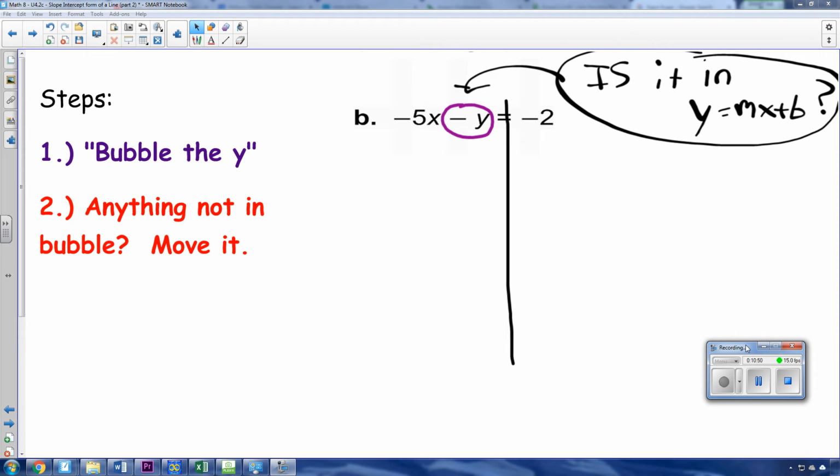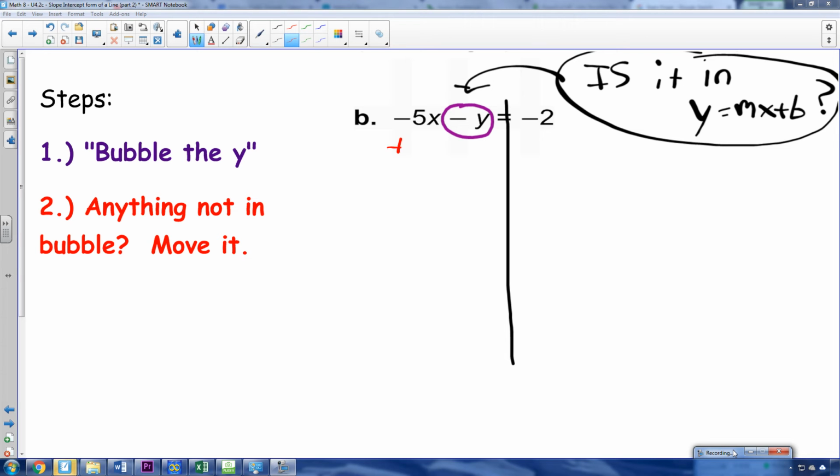This is not in the bubble. I'm going to add 5x, and add 5x. Gone, because it cancels out to 0. I'm going to rewrite my equation, which is negative y is equal to 5x in front, because it looks more like mx plus b to me. It looks more of the form.